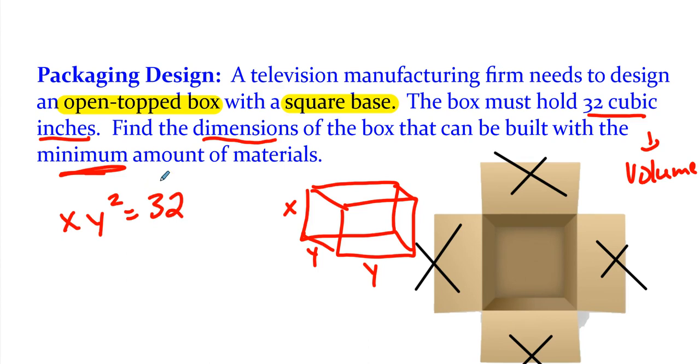Alright, so now we want to find the dimensions of the box that can be built with the minimum amount of material. So here we're talking about surface area. So surface area is the area of all the sides, but we want to exclude the top of the box. So we have the base, which is going to be y squared, and then we have four sides here, kind of the left, the right, the front, the back. All of those will have dimensions of x times y, and again we have four of those, so it'd be 4 times xy.